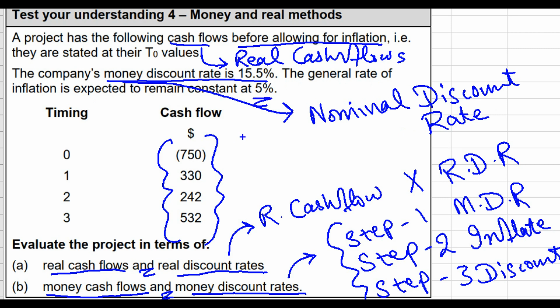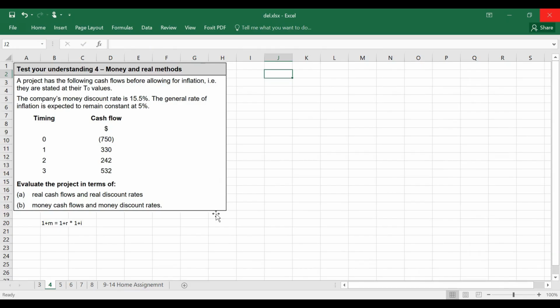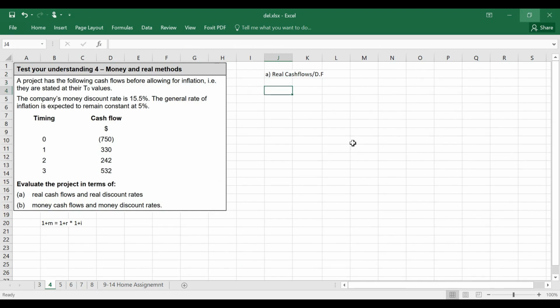So that was the requirement of the question. Let's solve part A first. First of all, we are going to solve part A of this question, which is real cash flows and real discount factor. Let's write the number of years here: year 0, 1, 2, and year 3. Then we have cash flows. In year 0 we have negative 750, then we have 330, then 242, and finally 532.